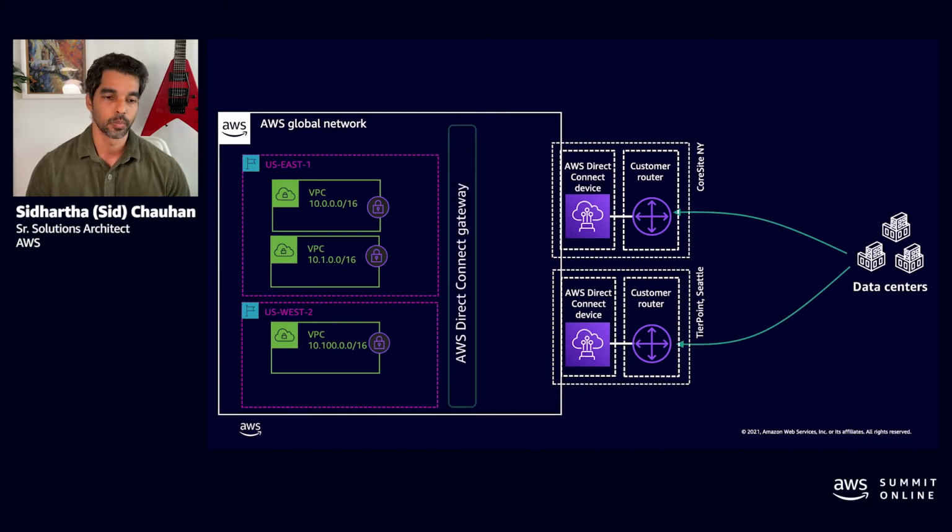Number one, you create what's called the AWS Direct Connect Gateway. It's a global, dedicated, isolated router. It lives in your AWS account, so it's dedicated to you. It's highly available and it's a logical entity.